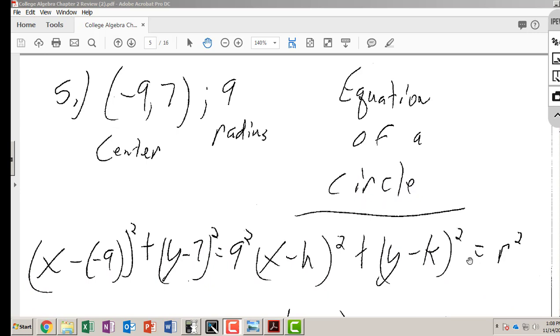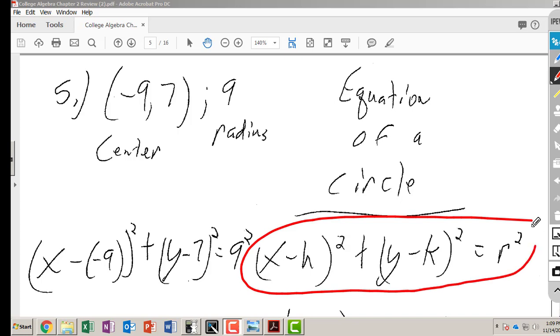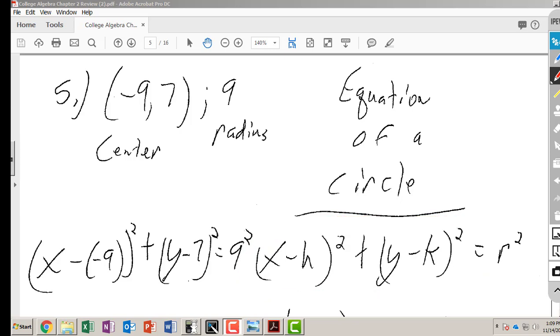Okay, on this next problem, number 5, the directions say to write the standard form of the equation of a circle with a given center and radius. There are two ways of looking at this. The equation of a circle, if you want to write it like this, is (x minus h) squared plus (y minus k) squared equals r squared. Or you can just remember it as the Pythagorean theorem.